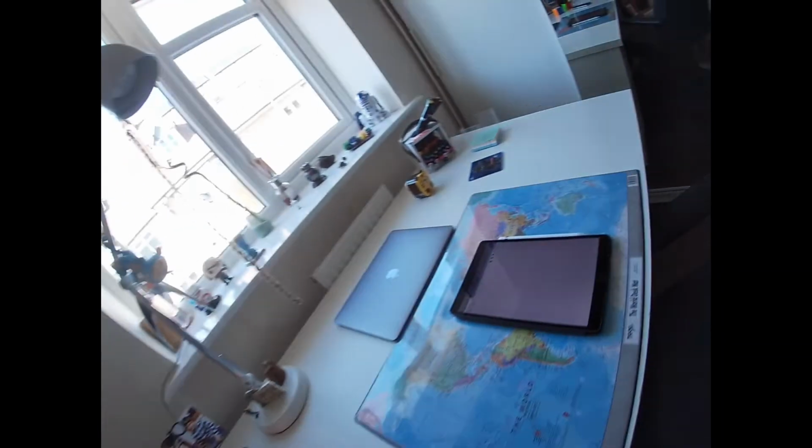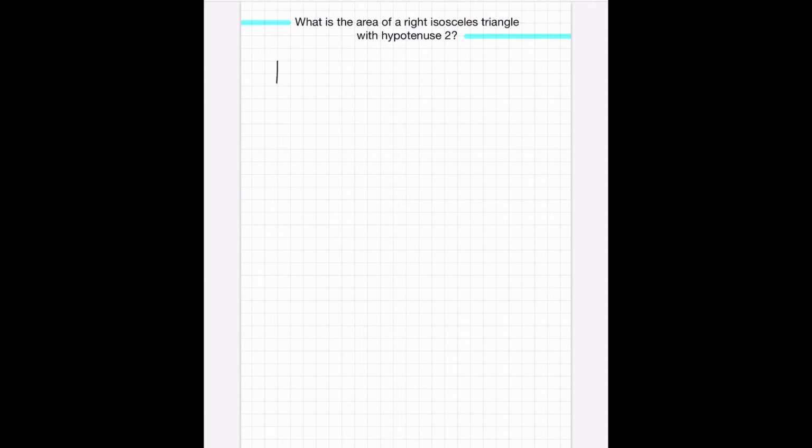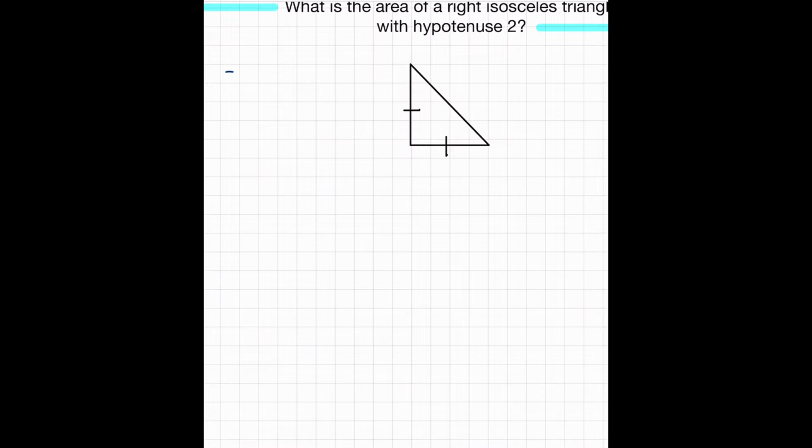Problem of the day, June 1st. What is the area of a right isosceles triangle with hypotenuse 2? So an isosceles triangle, which is what I've drawn here, and it's a right angle triangle. So there it is, a right isosceles triangle.